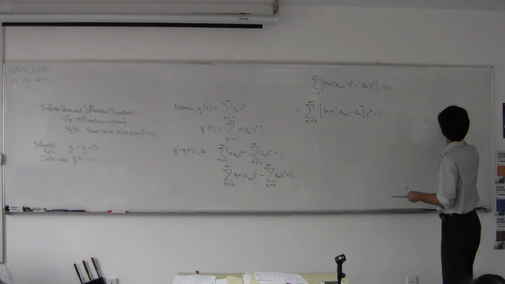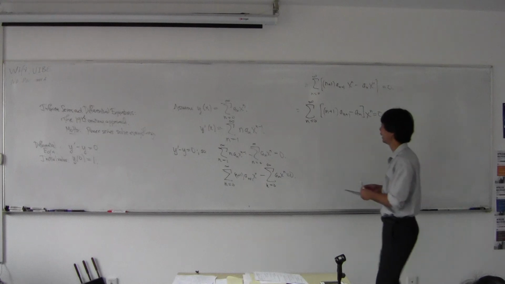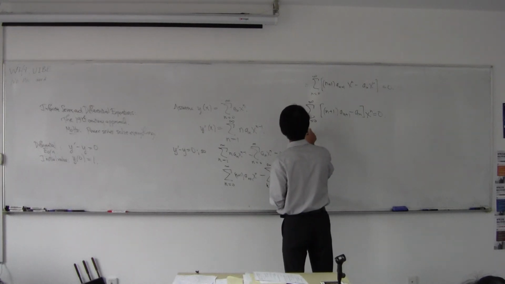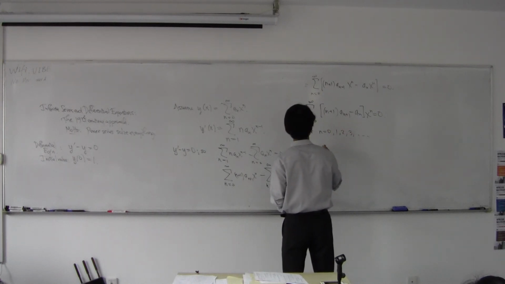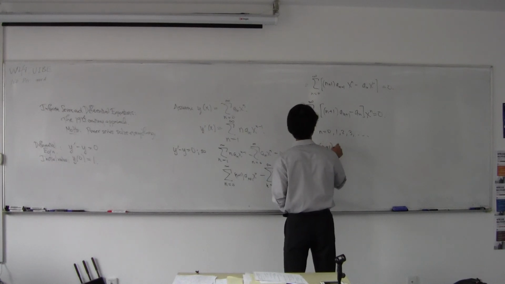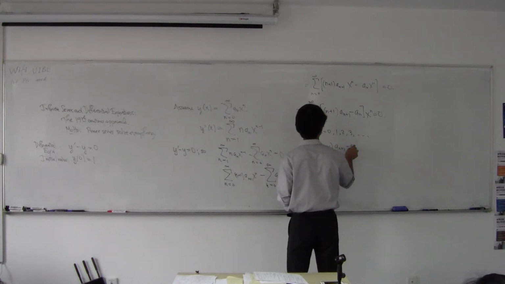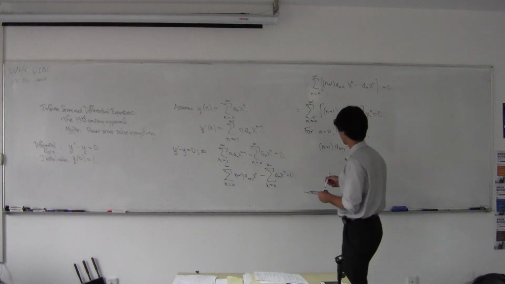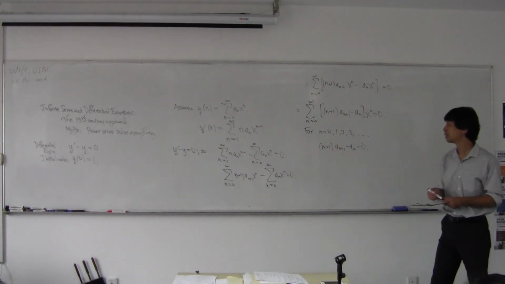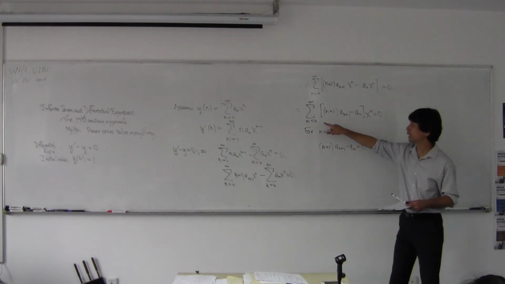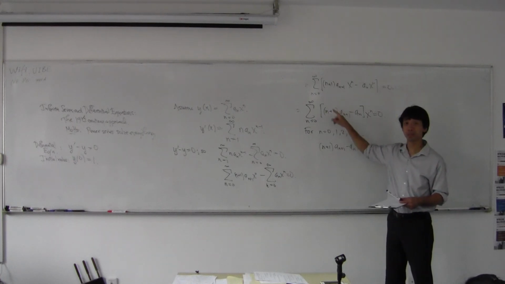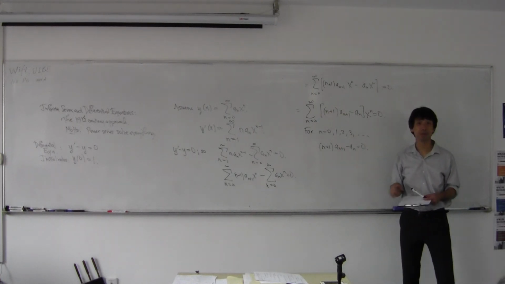So what I know is that for n equals 0, 1, 2, 3, etc., (n plus 1) a sub n plus 1 minus a sub n is equal to 0. Every one of those coefficients, from n equals 0 upwards, has to be 0.